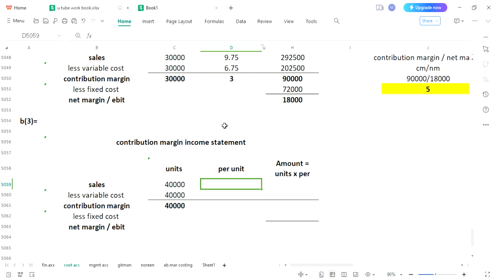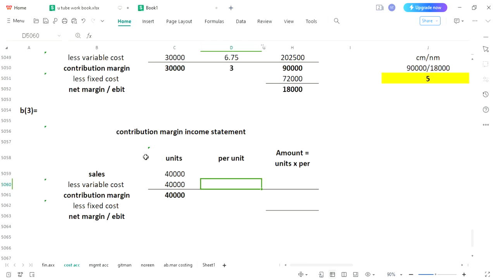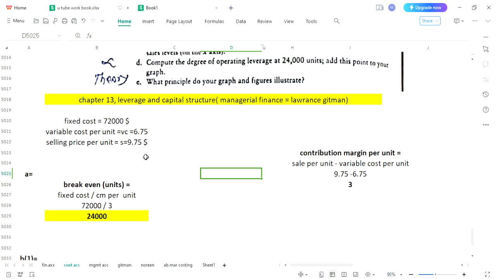Sale price I do have in my mind, 9.75. So put 9.75 as your sale price. Now variable cost is also mentioned over here, 6.75.